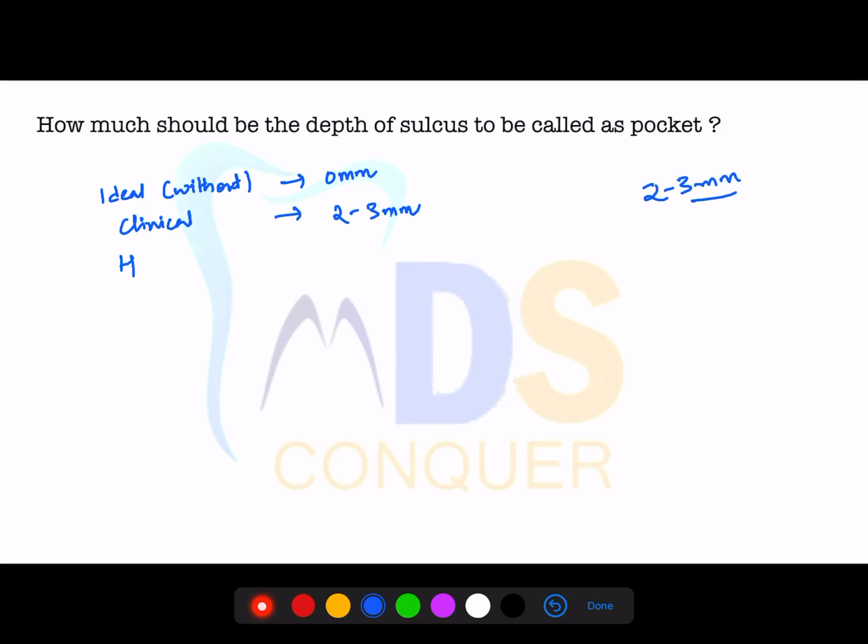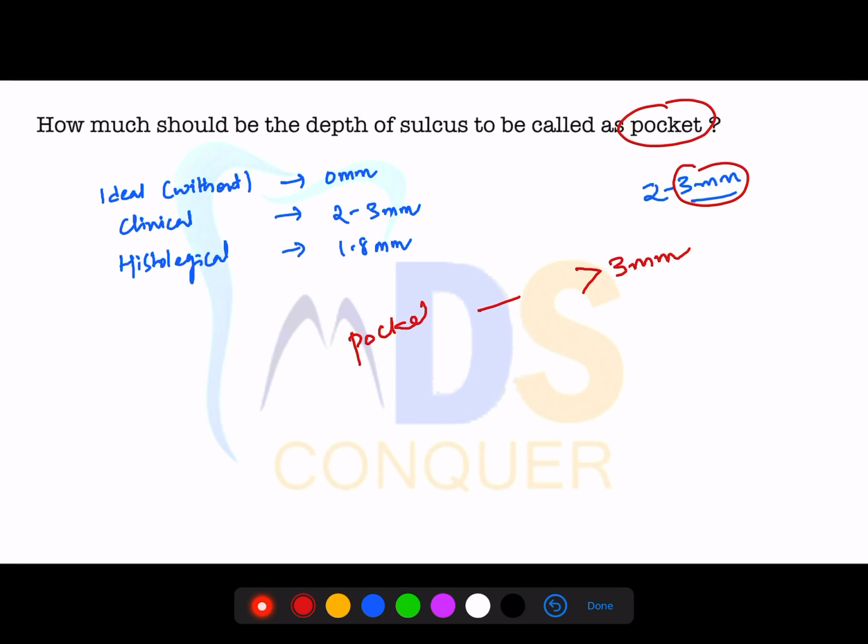So there is something called histological depth. Histological depth is 1.8 millimeters. So here is when it is called a pocket: when it crosses this level. Whenever it is more than 3 millimeters, it is called a pocket. Okay, I hope it's very clear to you.